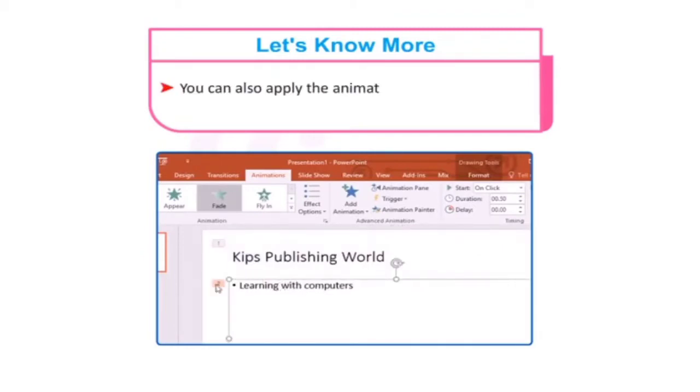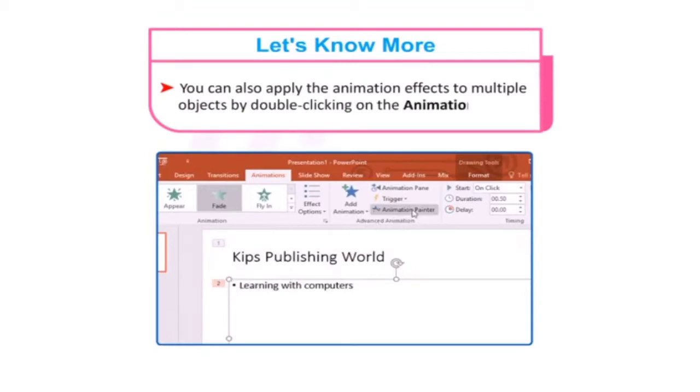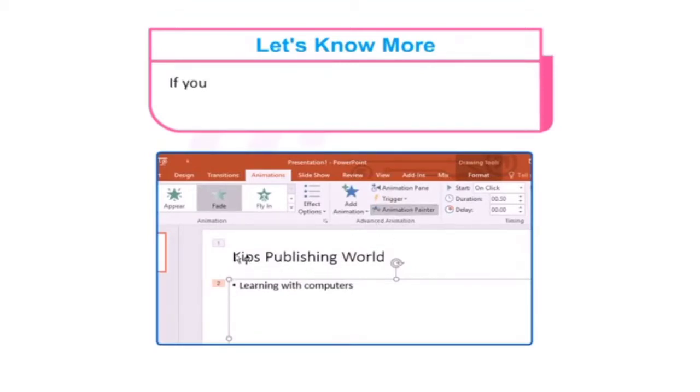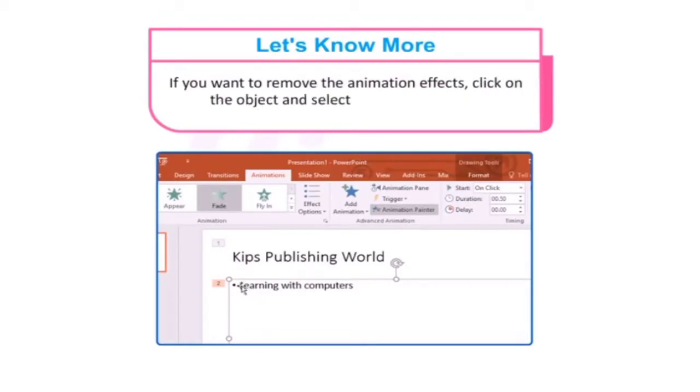You can also apply the animation effects to multiple objects by double-clicking on the Animation Painter. If you want to remove the animation effects, click on the object and select the None option in the Animations group.